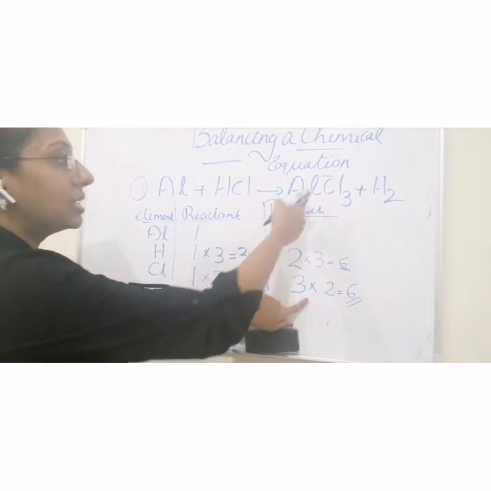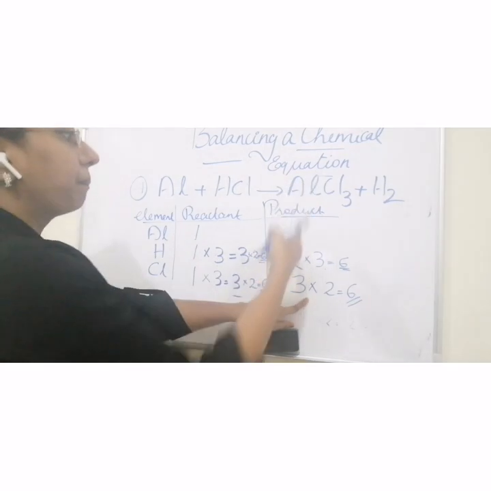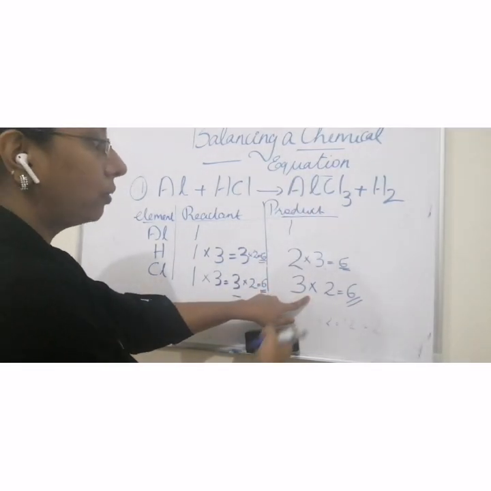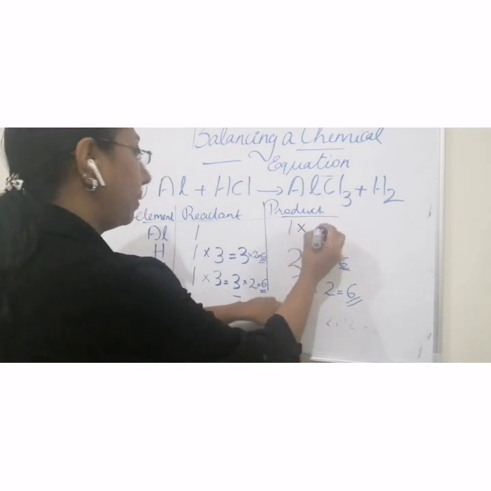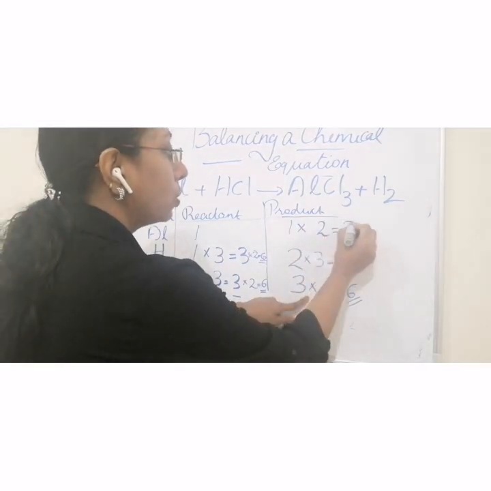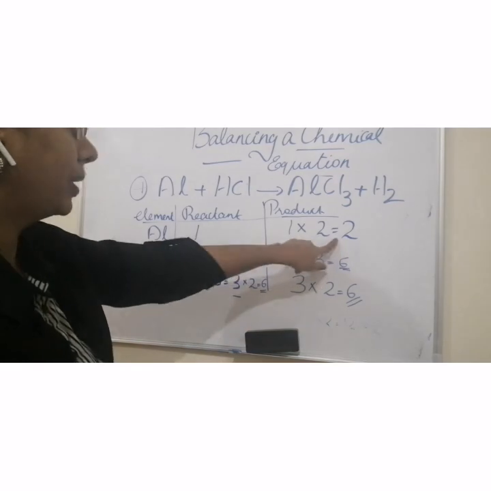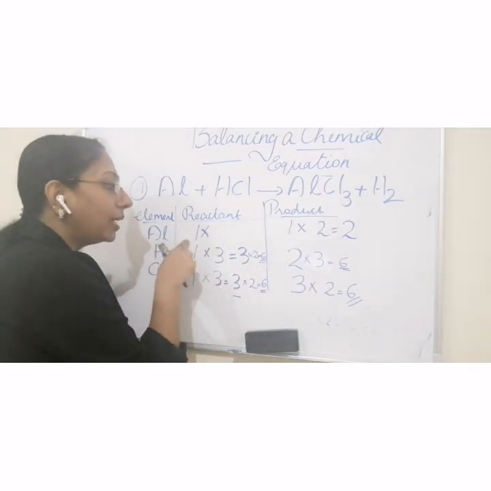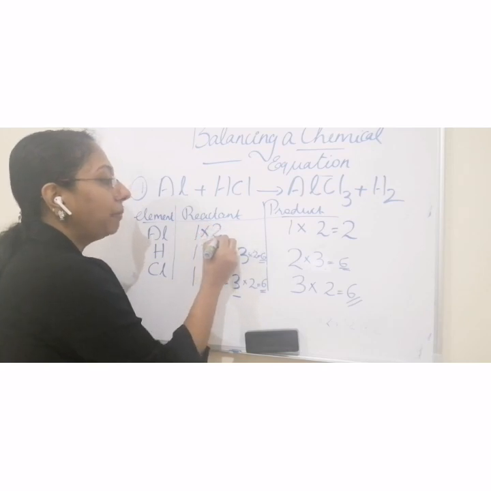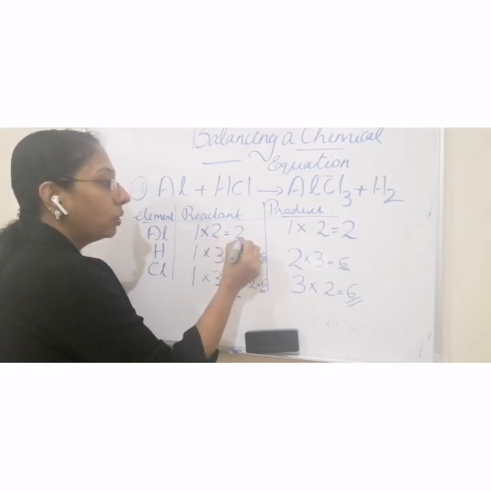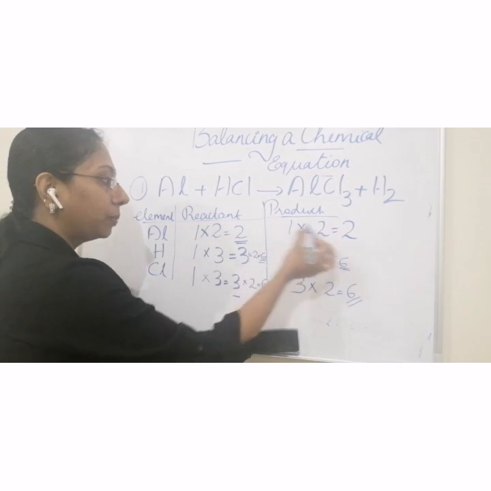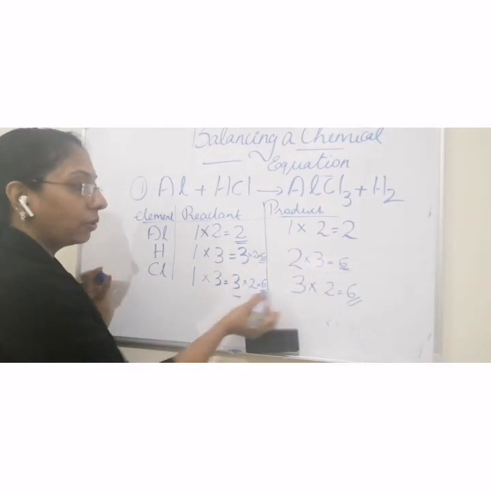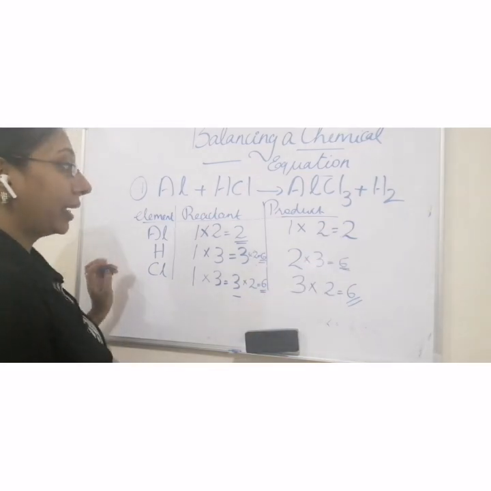But this chlorine is along with aluminium. The chlorine is along with aluminium. So what I have to do? I have to multiply it with 2. So it changes into 2 aluminium. But on the reactant side, only 1 aluminium was there. So I will again multiply it with 2. Now we will check the equation. 2 aluminium, 2 aluminium. 6 hydrogen, 6 hydrogen. 6 chlorine, 6 chlorine.